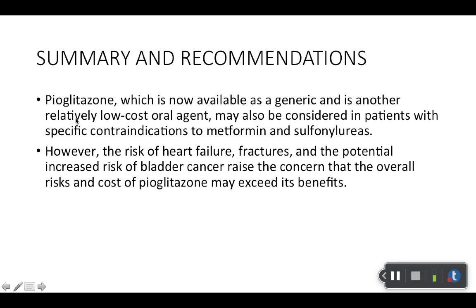The pioglitazone I mentioned before is also generic now, so it is relatively lower cost. But you have to be considerate that pioglitazone does have a risk of heart failure, fractures, and an increased risk of bladder cancer. Those are some of the things to think about when prescribing it, especially if it's an older person with fracture risk, or if they have cardiac issues or are already prone to heart failure.